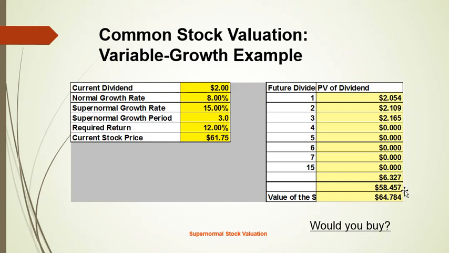So this is the constant growth rate model. It assumes these first 3, though, grow at a different growth rate, while everything past the 3rd year, they all grow at this industry average to infinity. So this stock has a value of $64.78. The stock price, we say, is $61.75. So this, again, would be a good investment for us to make.